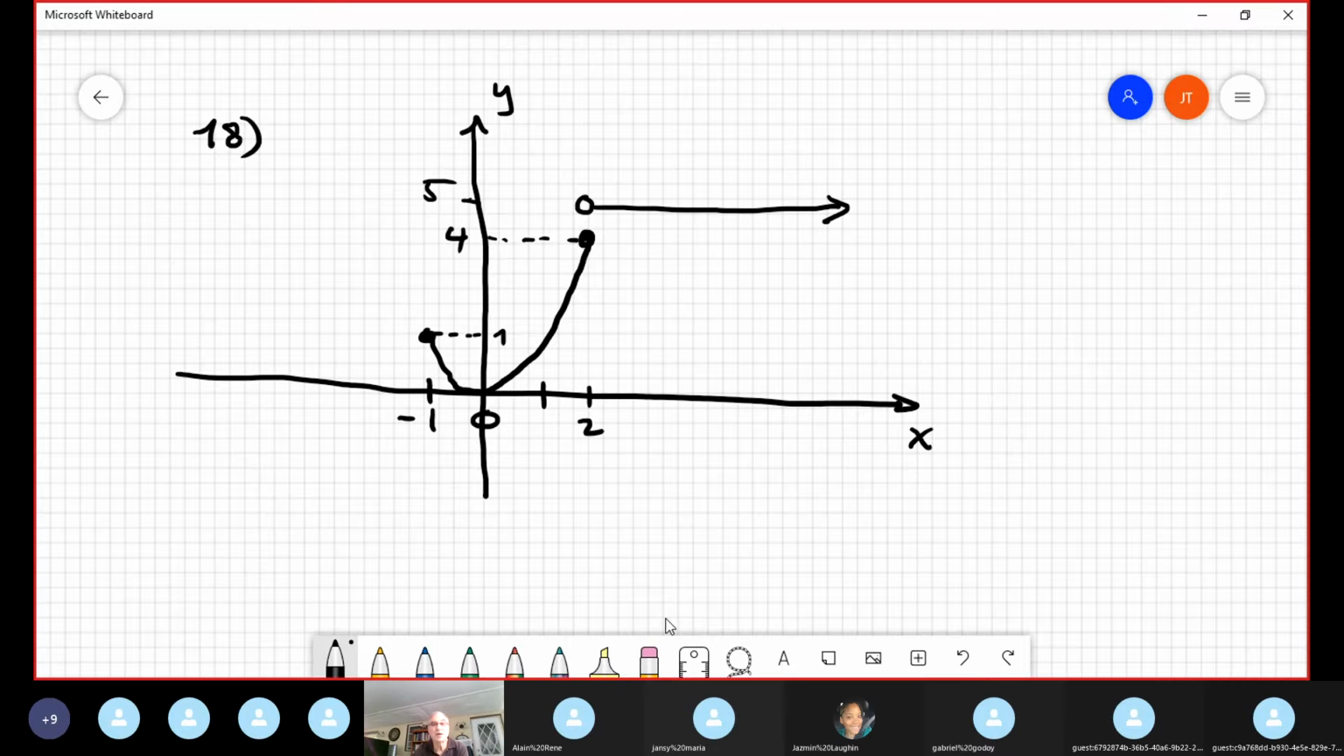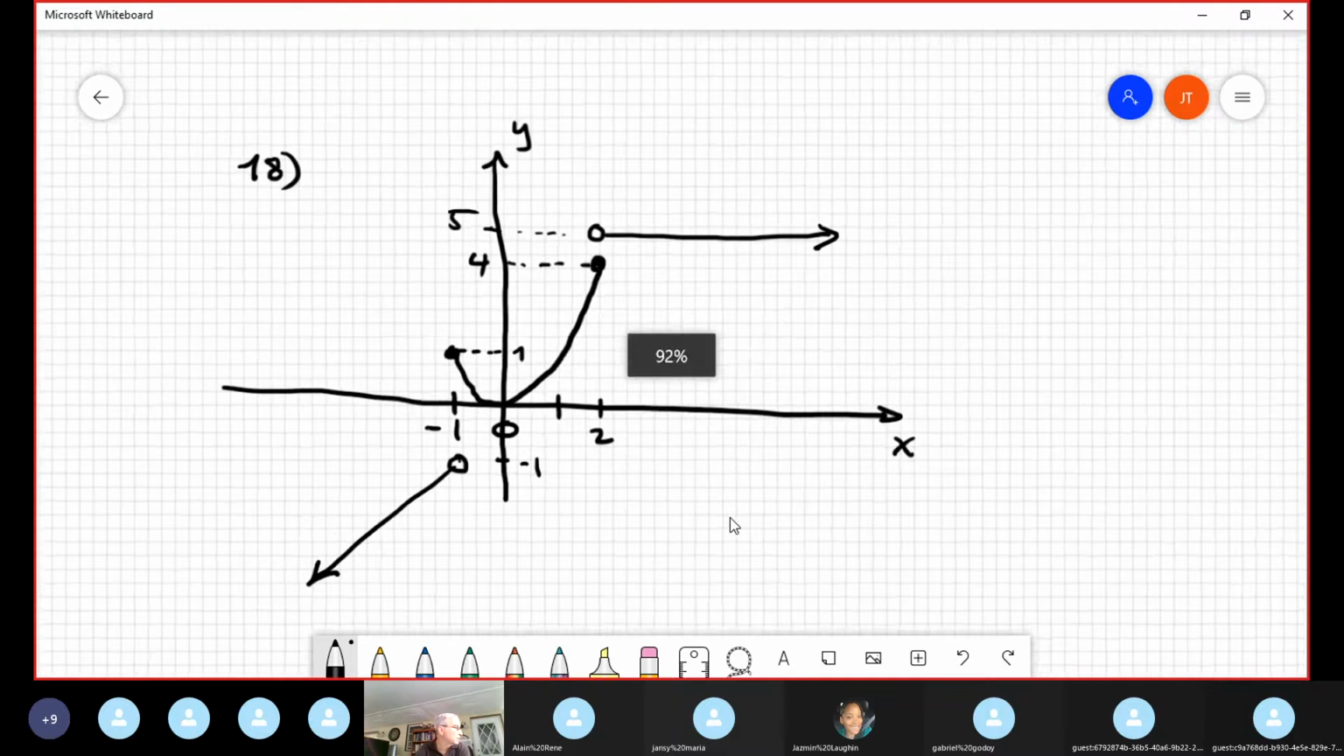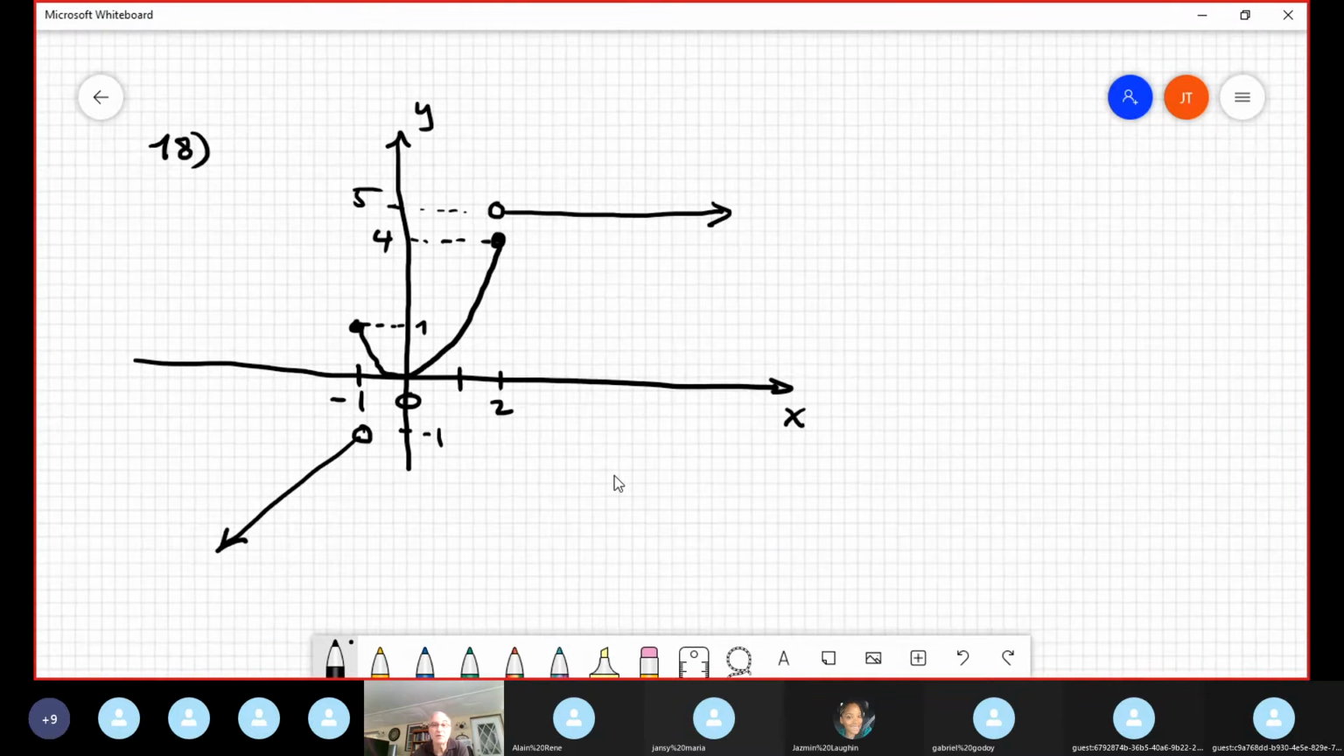Here is 5. The level of this is 5. In the negative part, we have one point here at -1, but this is the hole, and this is a line. This is the graph. This information is given, and you need to interpret it and evaluate, find the value.